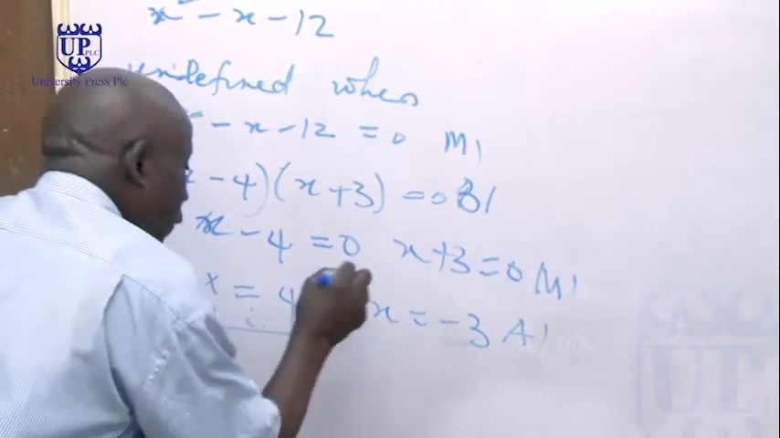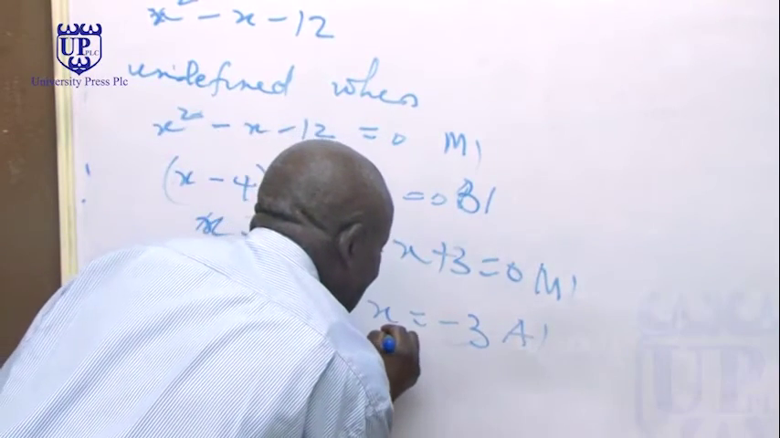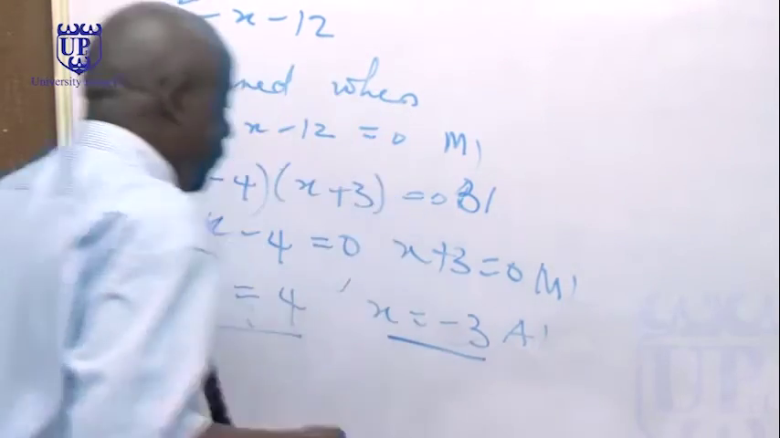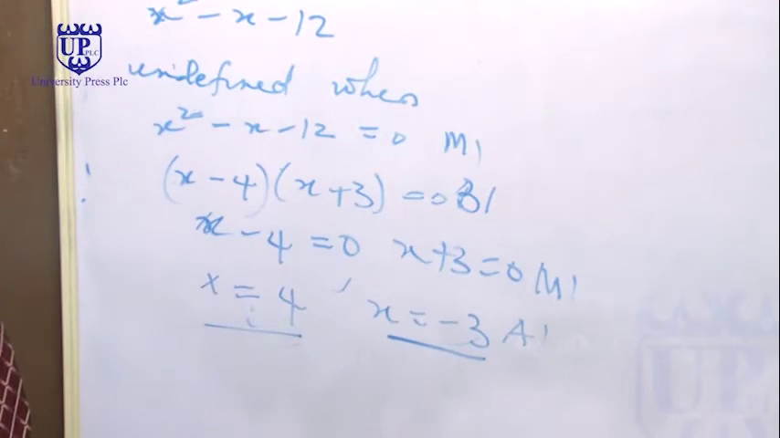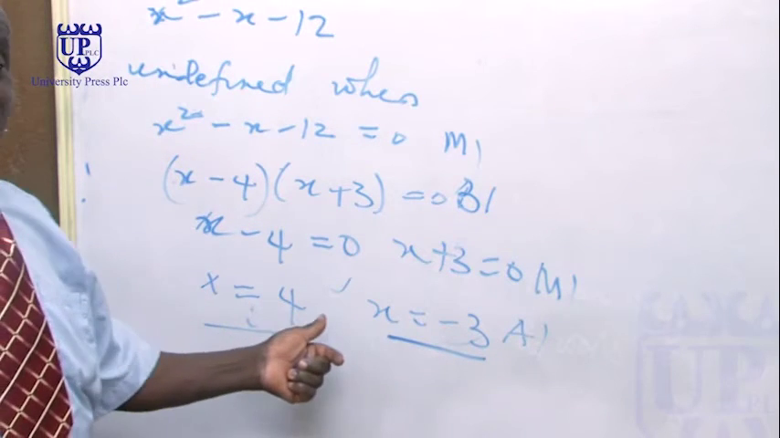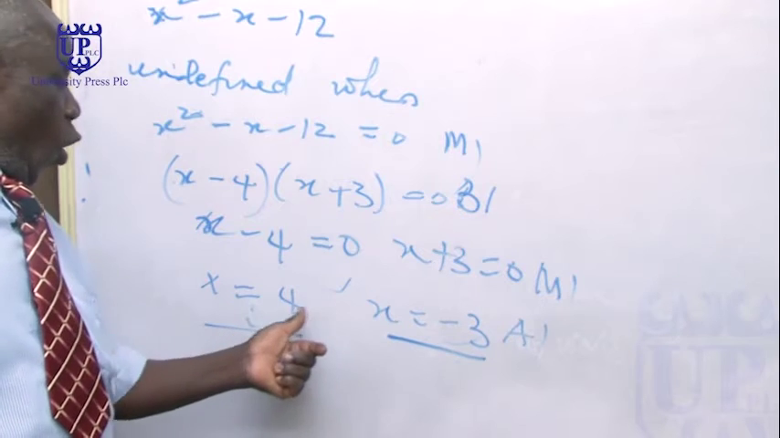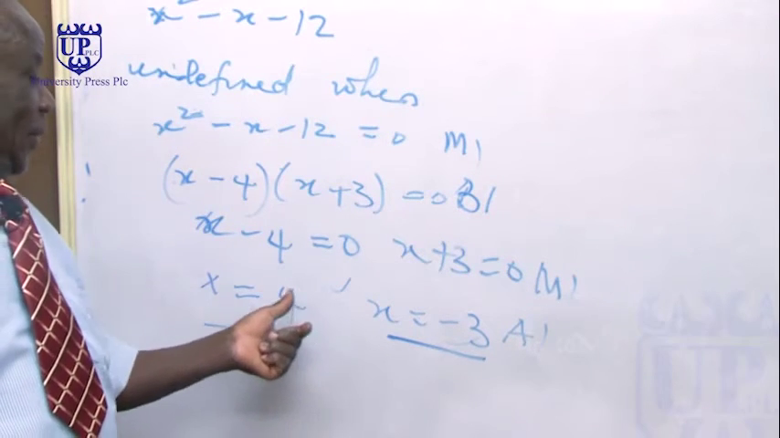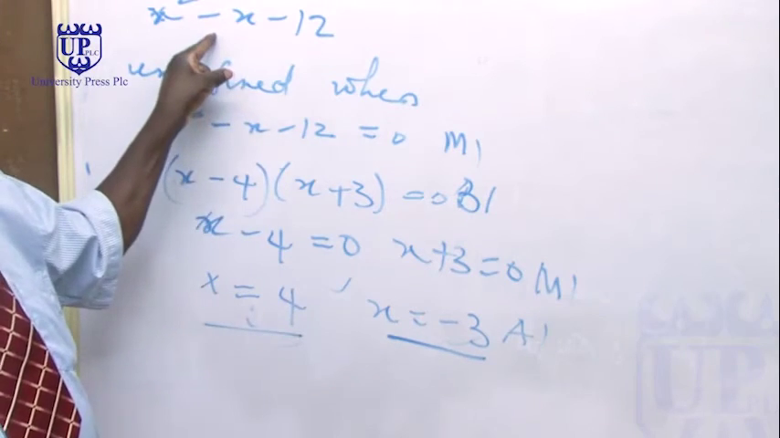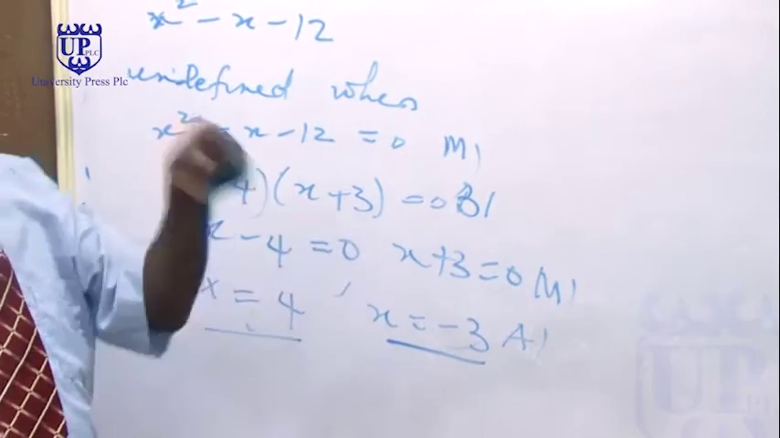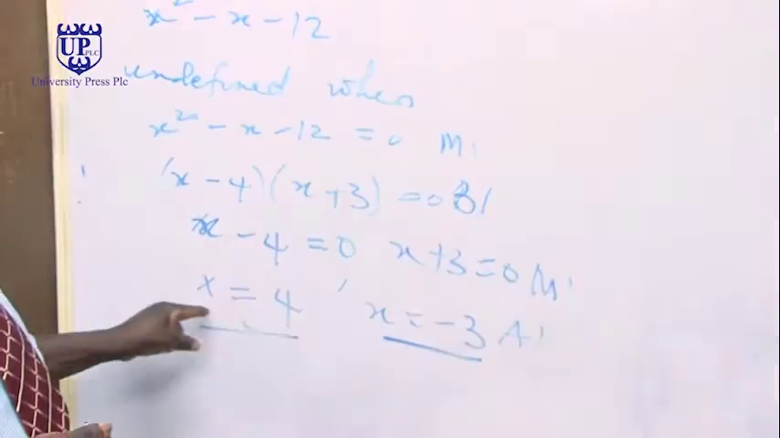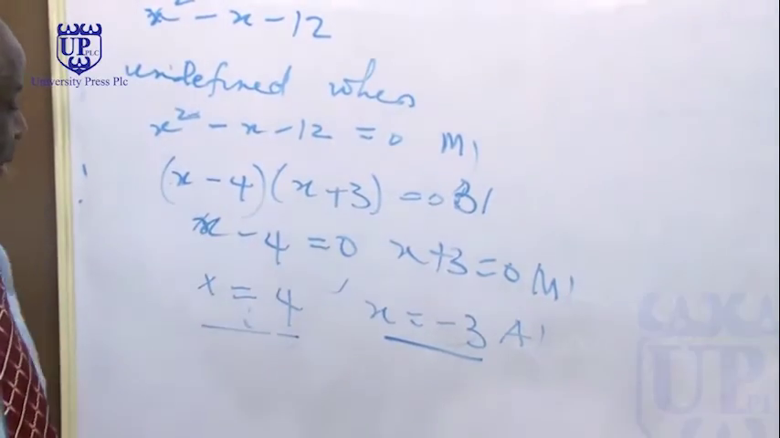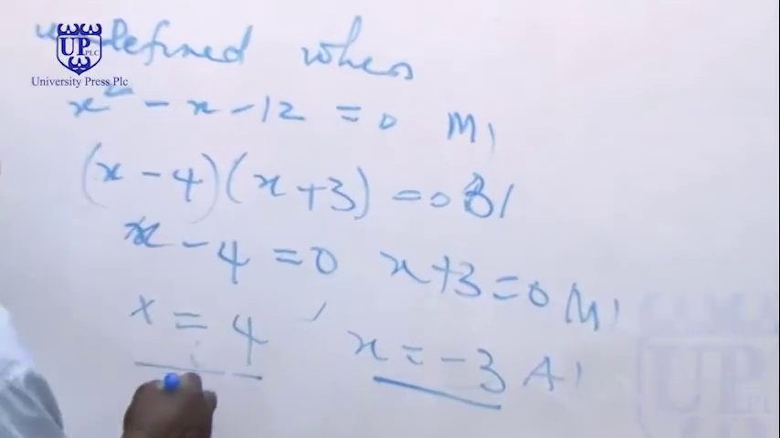This is x minus 4. And this x is equal to minus 3. Please, there are some textbooks that will say x is equal to 4 or minus 3, which we normally accept, but please, we are looking for 2 values. It is not this or this. It's supposed to be x is 4 and x is minus 3.